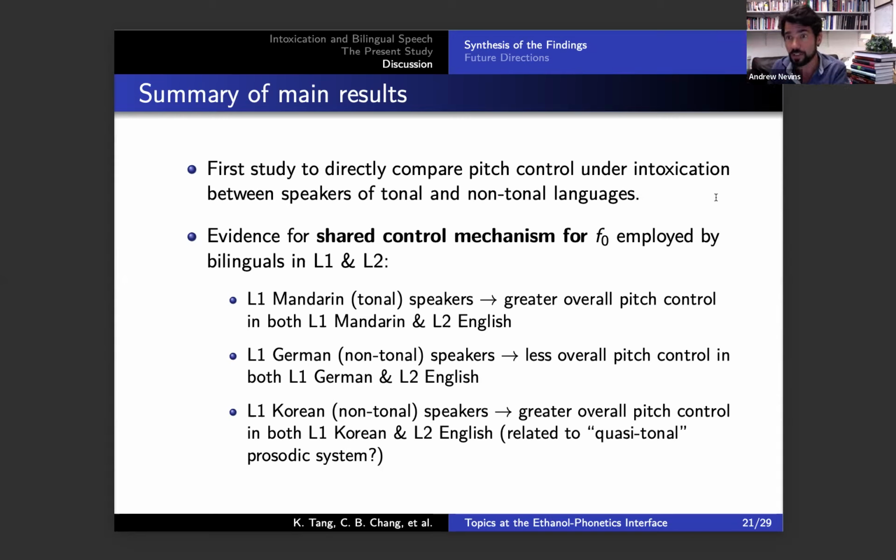What seemed to be more relevant than the genetics or the archaeology or the culture was the language. If it's a tonal language, you retain control over your pitch under alcohol, both in your L1, but even in your L2 English. And for Korean, this is particularly interesting because this overall pitch control helps us perhaps with this question of whether Korean should be classified as a tone language or as a kind of pitch accent language, and its patterning with Mandarin.